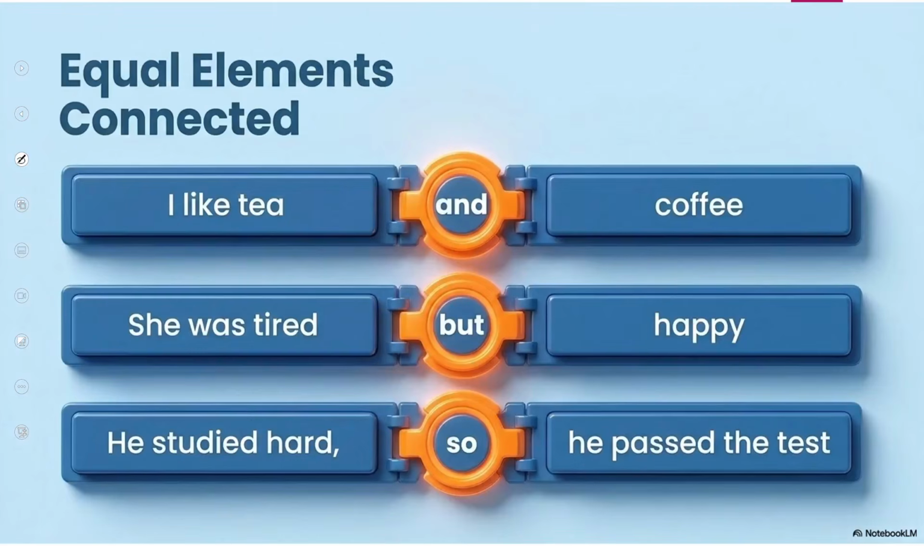Here we have an example. I like tea and coffee. Here and is a coordinating conjunction and it is joining two words, tea and coffee. She was tired but happy. Similarly, here again we have but as a coordinating conjunction because it is joining two words.